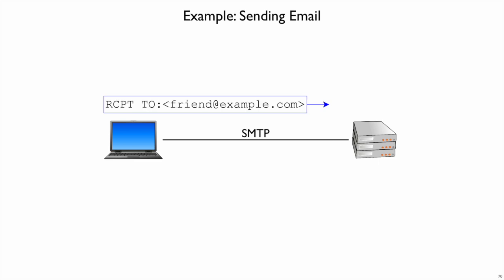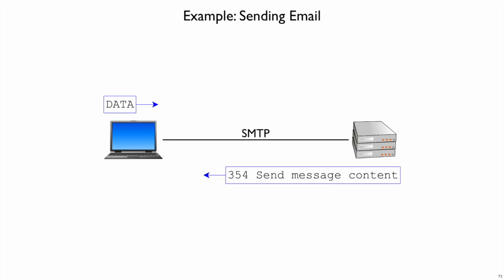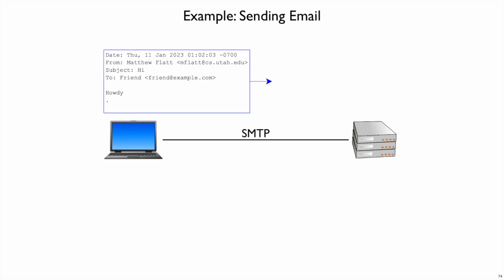And then the client uses RCPT to tell the server who it wants to send it to, and the server says, okay, that looks plausible to me, keep going. Then the client says, okay, I'm going to send you the data. The server says 354, I am ready to receive that data, and then you write the message that you want to send, which often has some headers like the date and from and subject and to. The server may fill in ones that are missing. It needs a blank line after the header, then the message content, and then a line that has just a dot at the end to actually send the message. And then the server will say, okay, I put that in my outgoing mail queue, my outbox. I'll get it out there for you sometime.